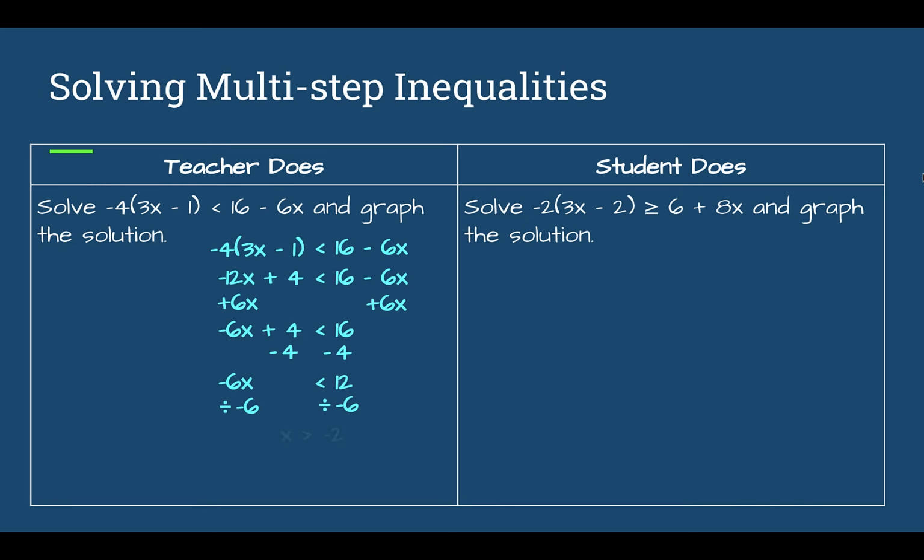Divide by negative 6, and I would get x and negative 2. Because I divided by a negative, I had to flip my sign to the opposite direction. So x is greater than negative 2, and that's our boundary. When I graph it on a number line, I would put my circle at negative 2. It's open based on the sign, and because x is greater than negative 2, my arrow would go to the right.